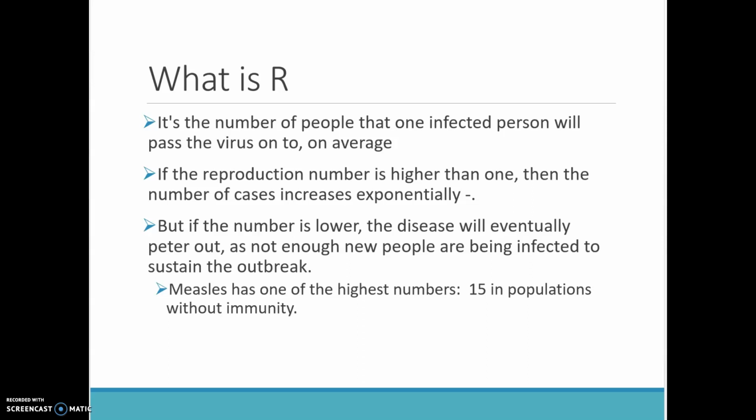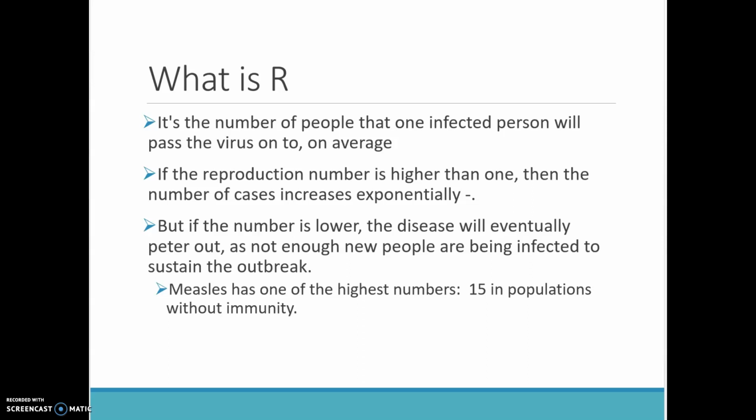So if one person passes it on to two people and each of those two people pass it on to two more people, then it becomes four people. And if each of those four people pass it on to two more people, as you can see, the number of cases begin to increase very rapidly. So generally, if the R statistic is greater than 1, the number of cases increases exponentially.